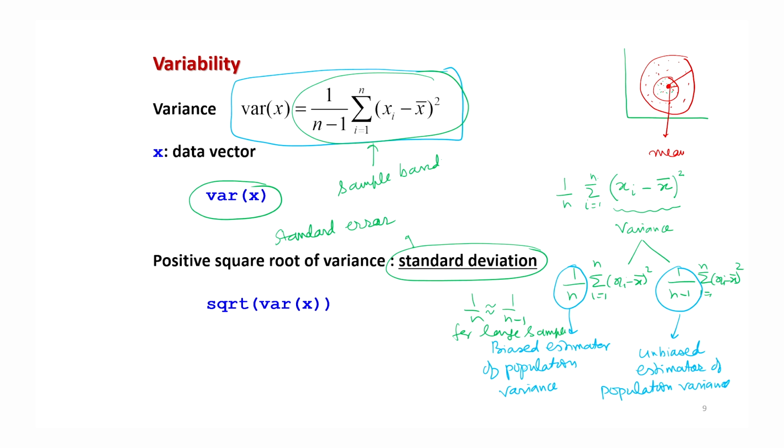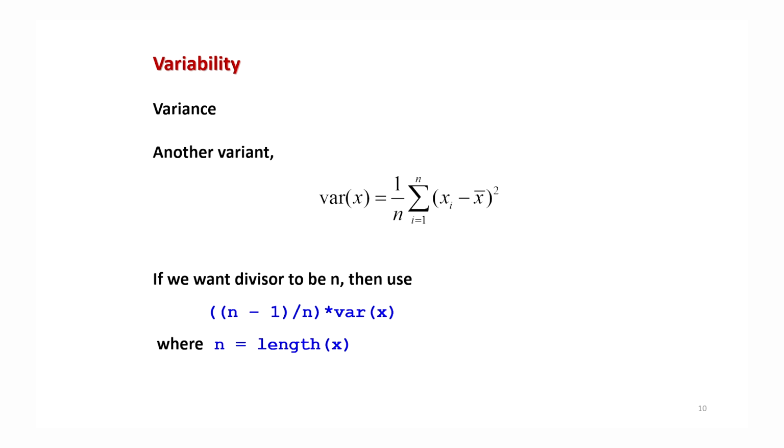So now if you want to find the square root of this variance, the command here is sqrt, and inside the parenthesis you simply write var(x). So this is how you can find the variance, right? Okay, now we consider the other variant of this variance. Suppose you want to compute the variance with divisor 1 over n, right? In order to do it, you have to understand what R is computing.